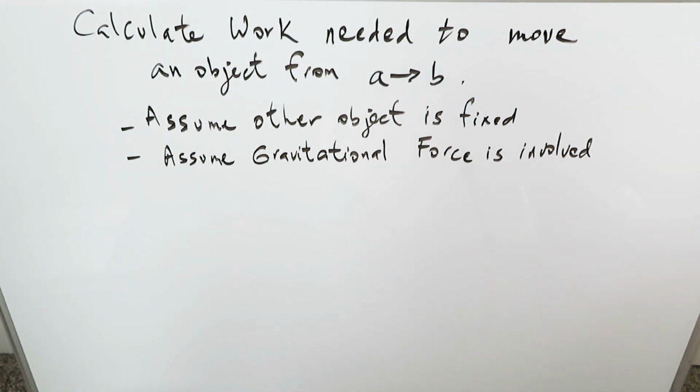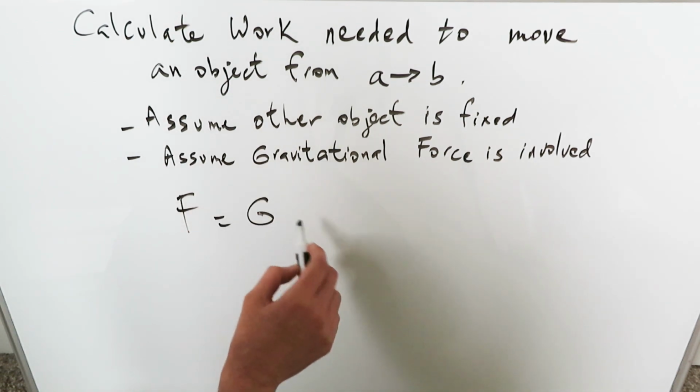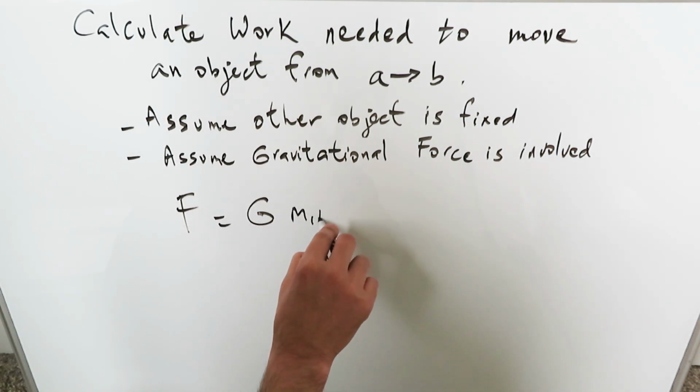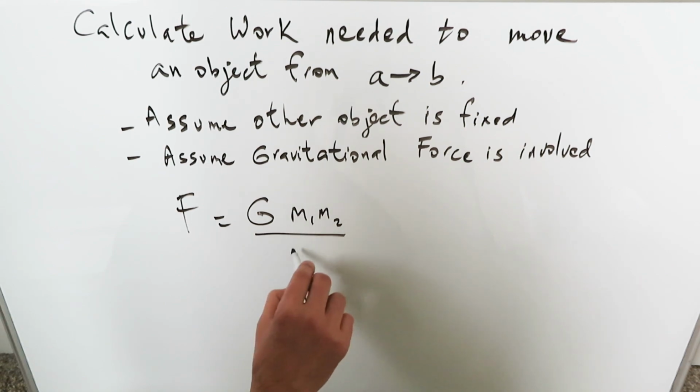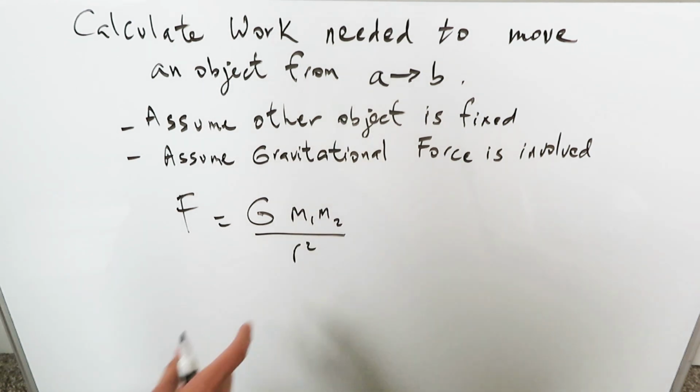You know that based on Newton's law of gravitation, we have this force is equal to a certain gravitational constant times mass of object 1 times mass of object 2 divided by the distance involved between the two objects squared. We can annotate that as r squared.